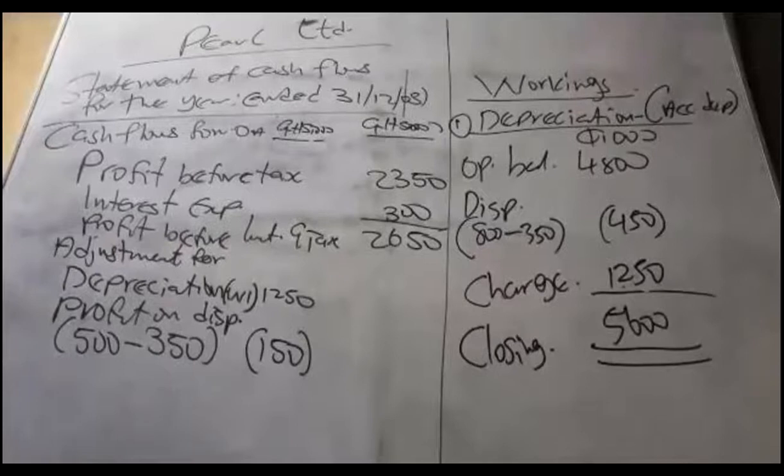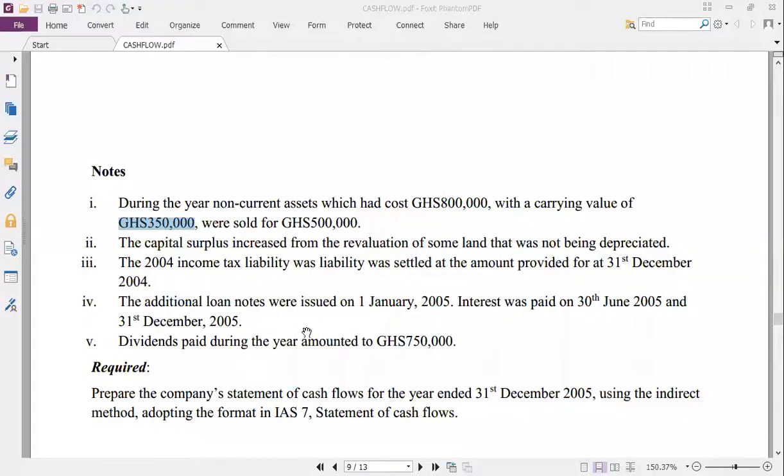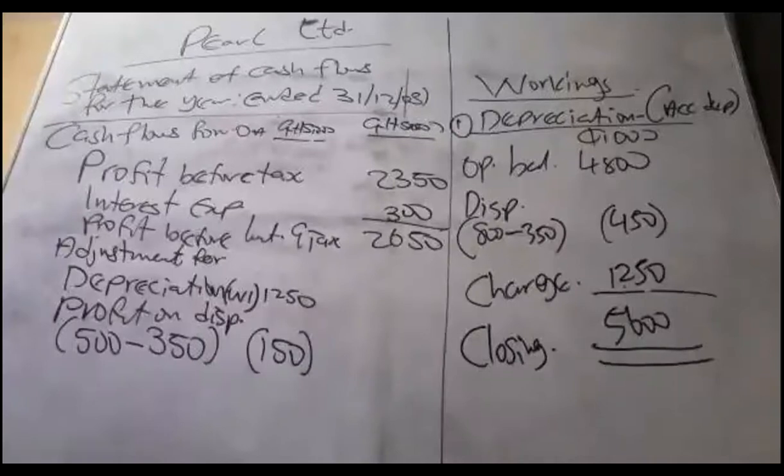Then check again. Is there any other item, investment income? If there's no other item like that in the question, move on to changes in the working capital. Now, when we check here, there's no other item again. So we are going straight to the changes in working capital. So now let's quickly go to the changes in working capital.